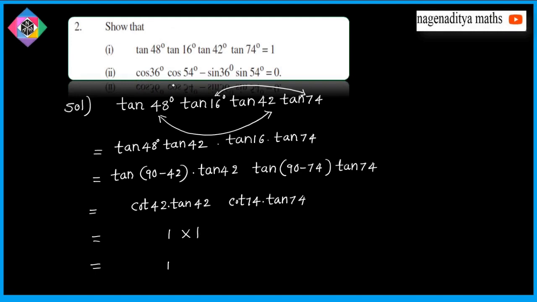And the next problem, the second problem: cos 36 degrees cos 54 degrees minus sin 36 degrees sin 54 degrees.